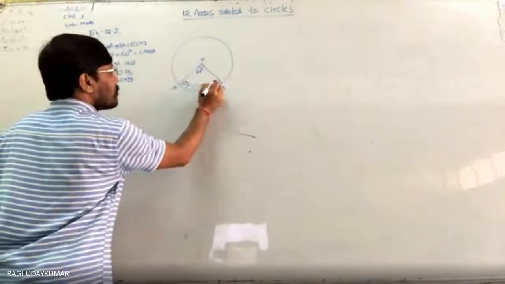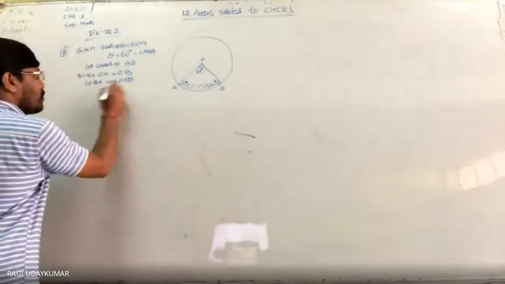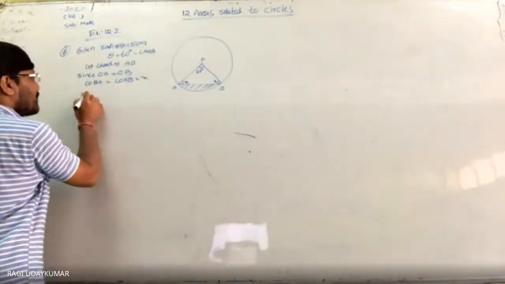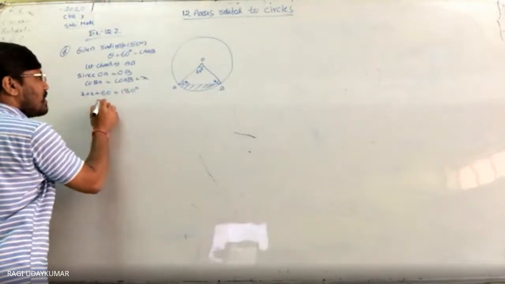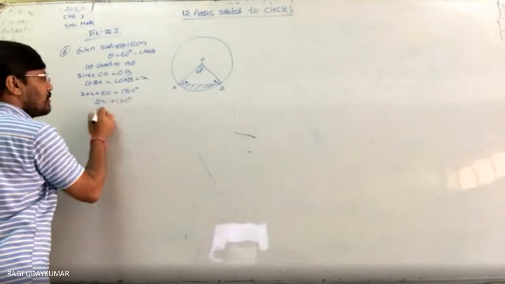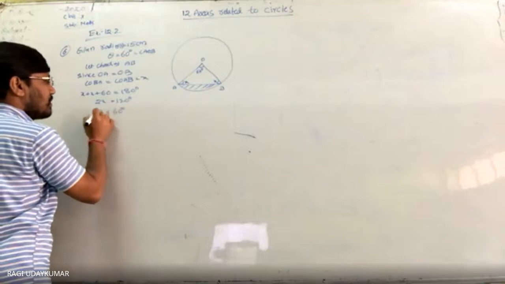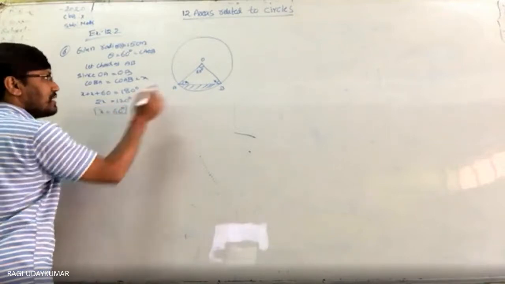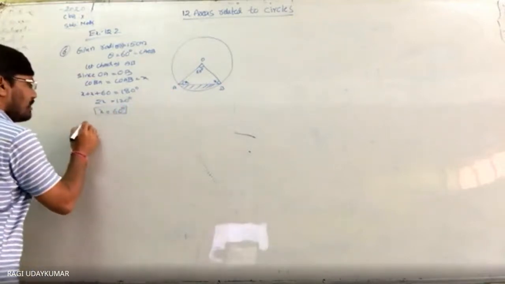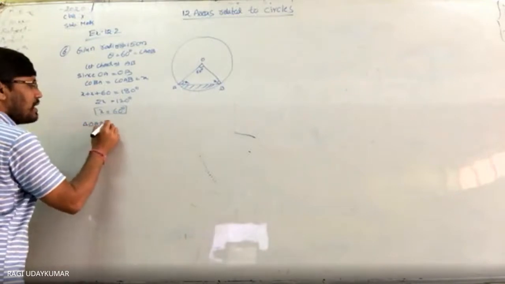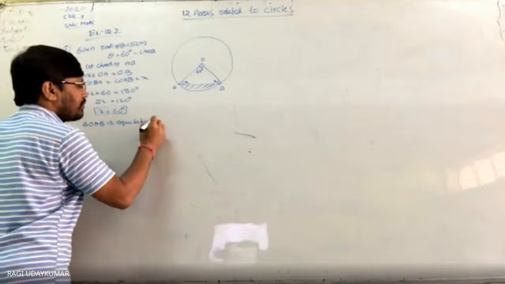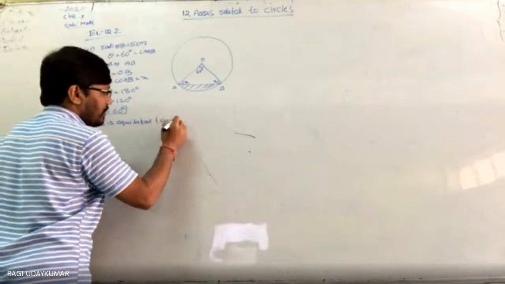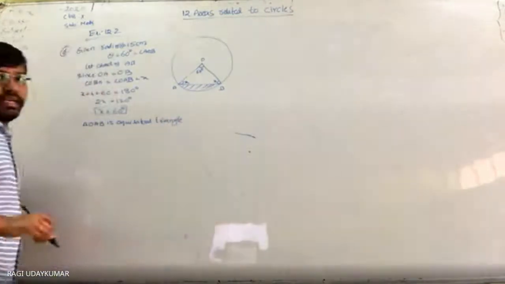So let us consider both these angles as x and x. x plus x plus 60 degrees is equal to 180 degrees. 2x is equal to 120 degrees. So x is equal to 60 degrees. So this is also 60, this is also 60. Therefore, triangle OAB is an equilateral triangle.